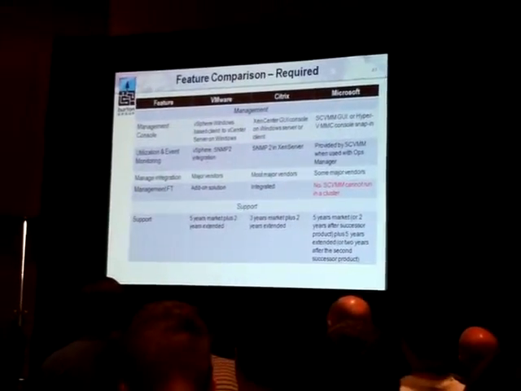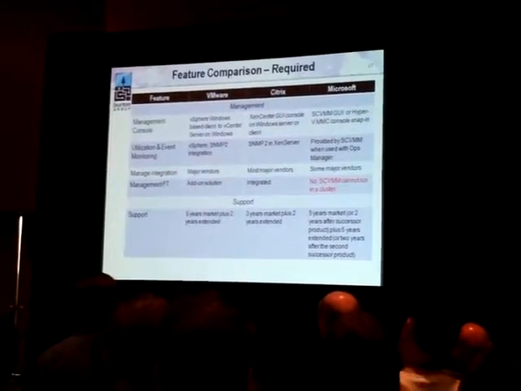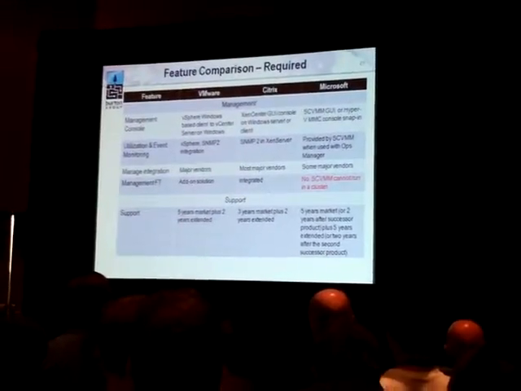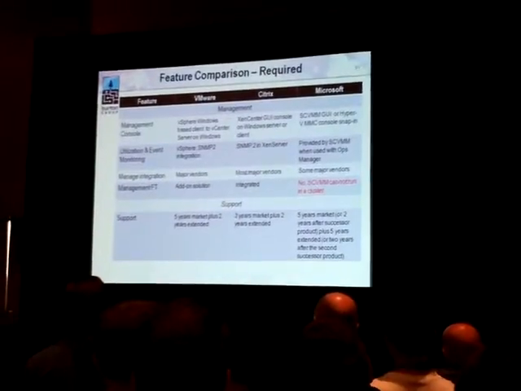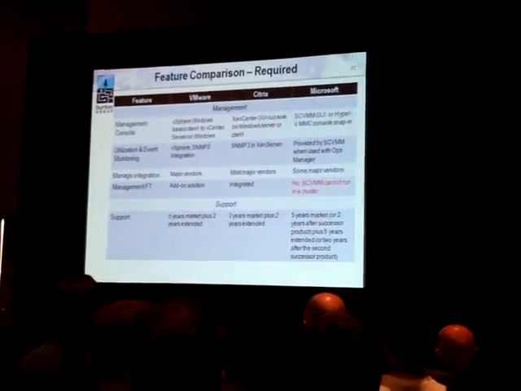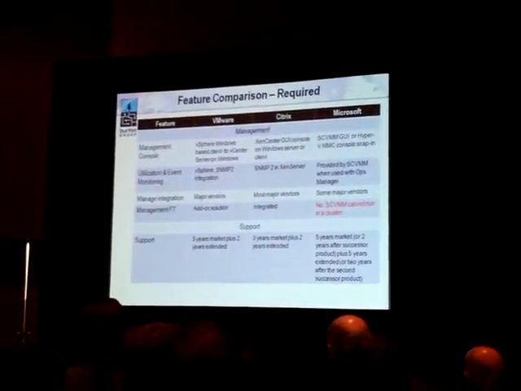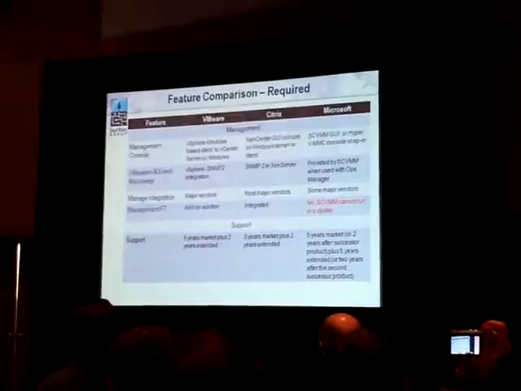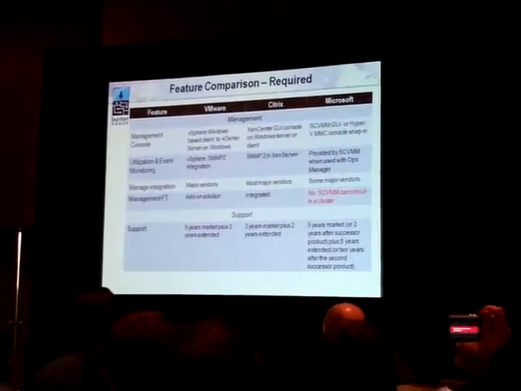Okay, just wrapping up the required features again. Management console. Again, I have a Windows-based client, XenCenter, SCVMM GUI for Hyper-V. So again, we have satisfaction on all of those. Same thing with utilization and event monitoring in terms of SNMP integration. The management integration is there between most major vendors across all 3 of these. And again, the depth of the integration usually differs with each platform.